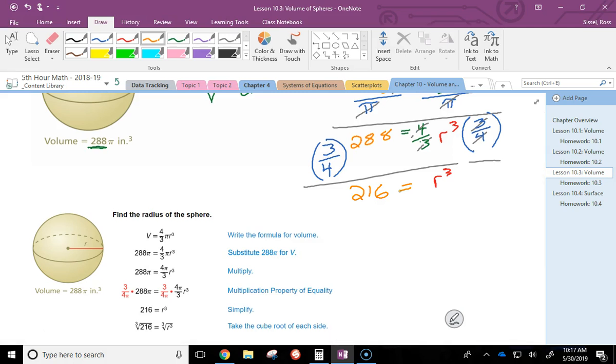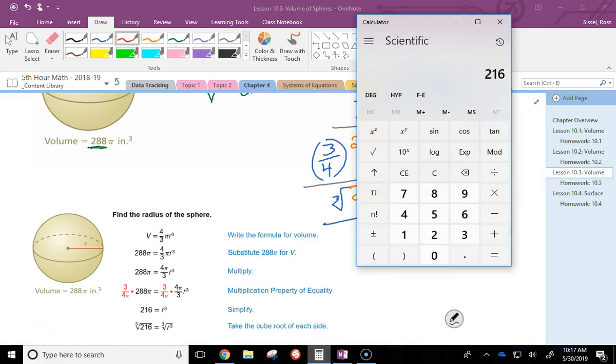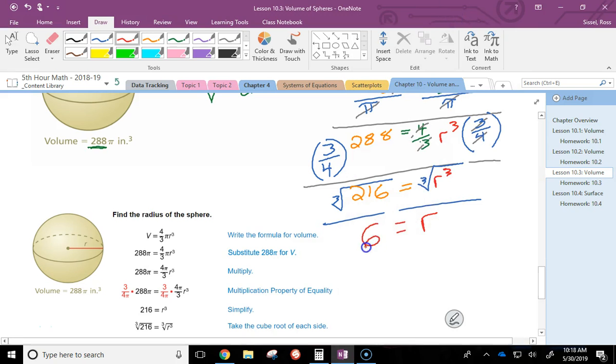Now, how do I get r by itself? Cube root. Good. So I cube root it. R equals, and here's my 216. See, in my calculator I have to go shift the y to the root to the third will give me 6. Yeah. So my radius would equal 6.